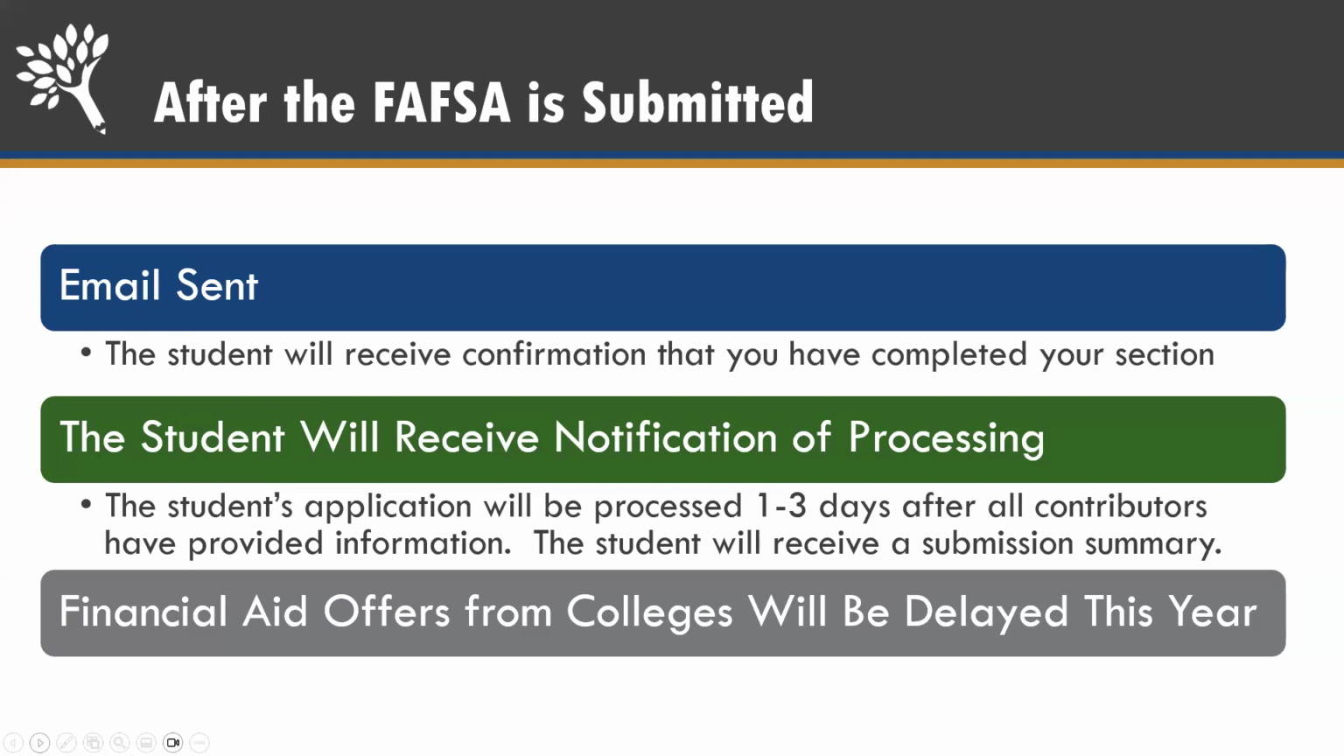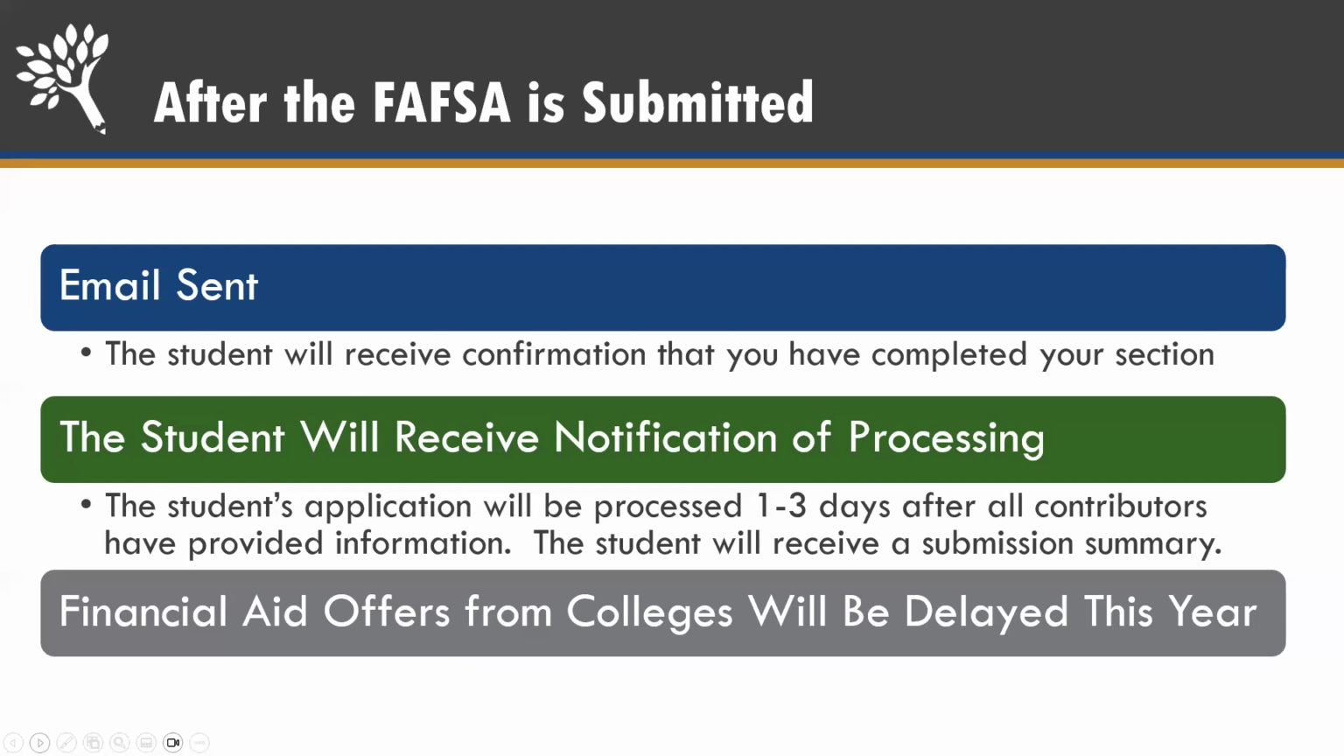Financial aid offers, or what you hear called award letters, are going to be delayed this year. So your student may not know how much they're getting from their college right away. I encourage you, this is the norm across the nation, because there's been a delay in data as well. So no worries, but you may not see financial aid offers from your schools until, definitely not until probably like May, June, maybe even July.